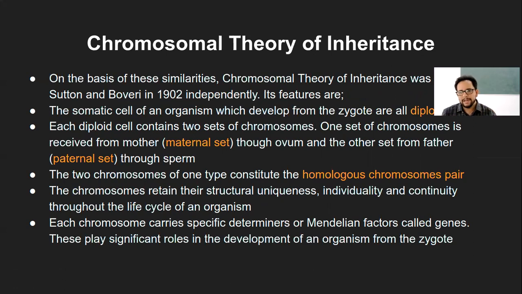That means Boveri proposed it separately, and another scientist proposed it separately, and then it was merged later as one single theory. So the theory says the somatic cells, that is, the regular cells of an organism which develops from a zygote, are all diploid. Again, nothing to explain; obviously we know that they have two sets of chromosomes, so they are diploid. One fact I must mention here before going to the second point: because we already know certain facts, we might find these redundant. What is the new thing in this chromosomal theory of inheritance?